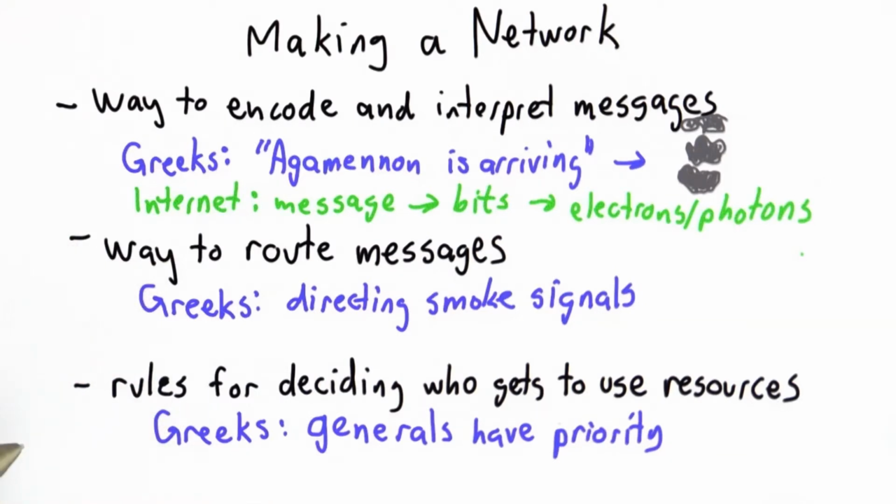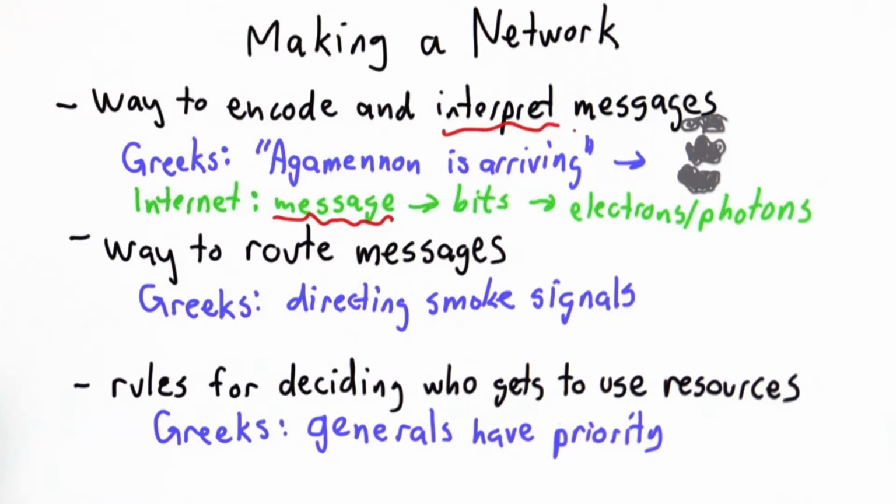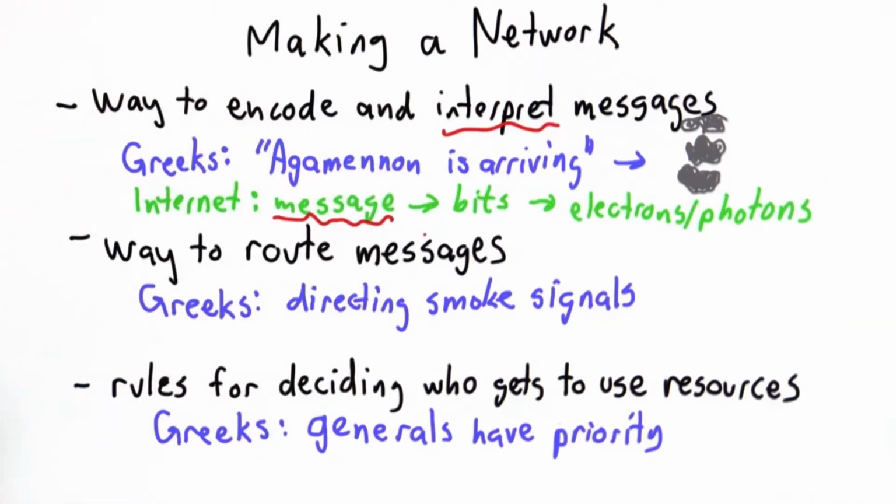What we haven't talked about, which we are going to talk about soon, is what these high-level messages are. We need ways to send messages that can be interpreted and understood at the other side. And so what we'll talk about next is how that works on the internet.